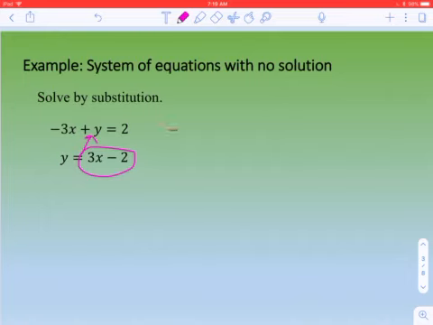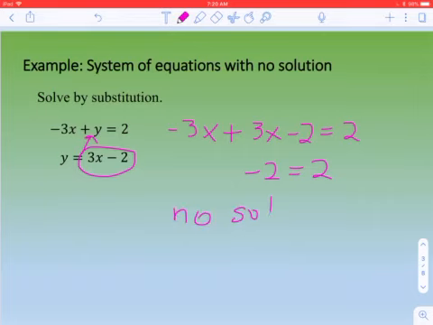So this becomes negative 3x plus, and we're going to put in what y is, 3x minus 2, is equal to 2. Then we simplify. I have negative 3x plus 3x, which equals 0, so I have negative 2 is equal to 2. Since that's a false statement, this is an example of a no solution. The variables cancel each other out, and I end up with a false statement.